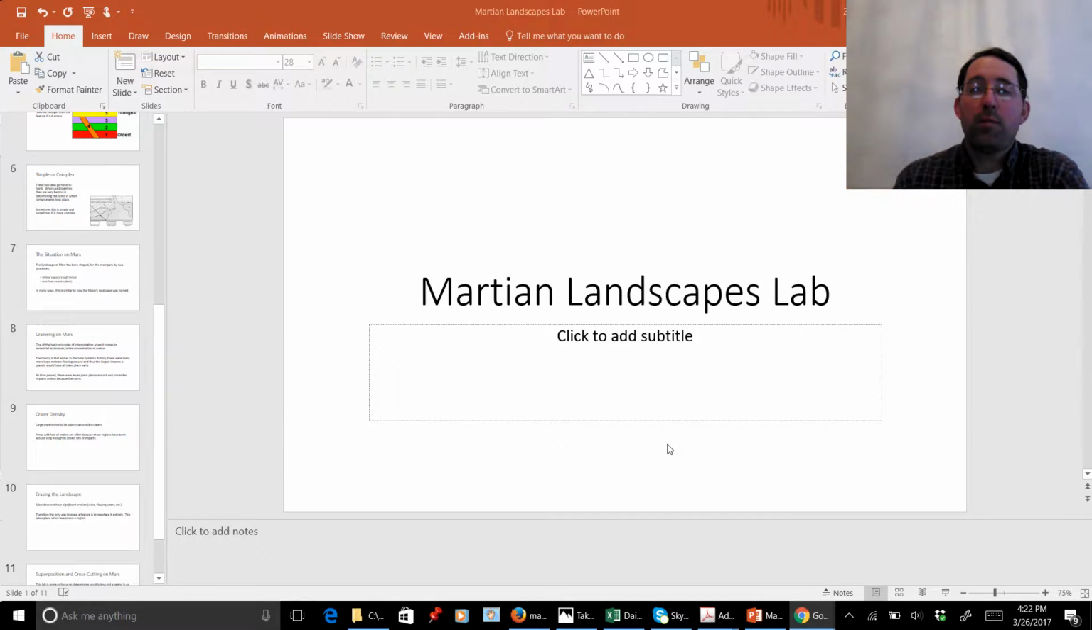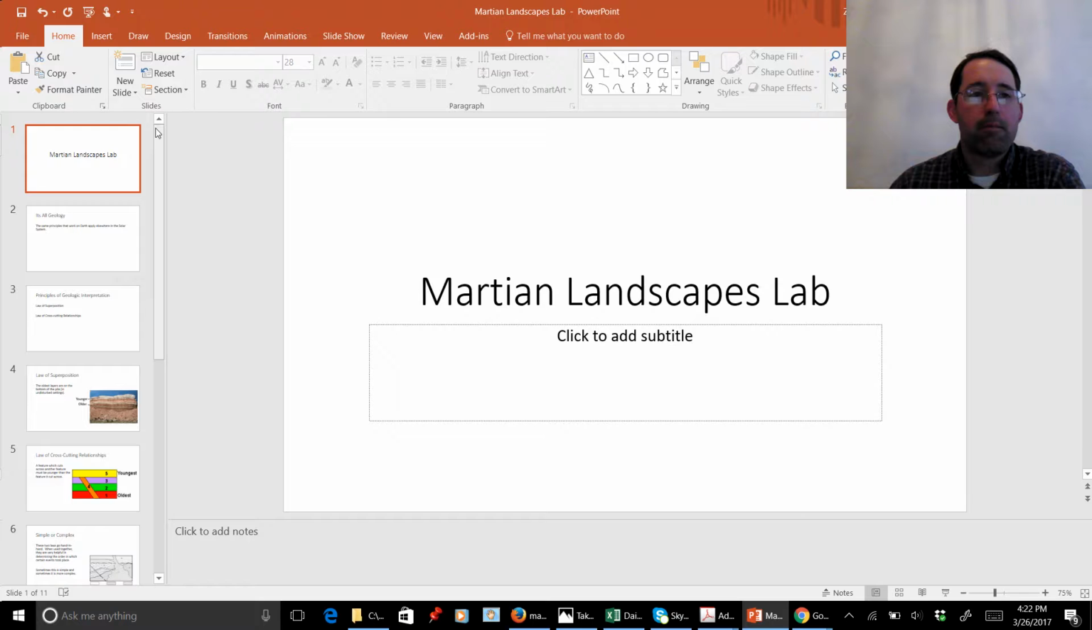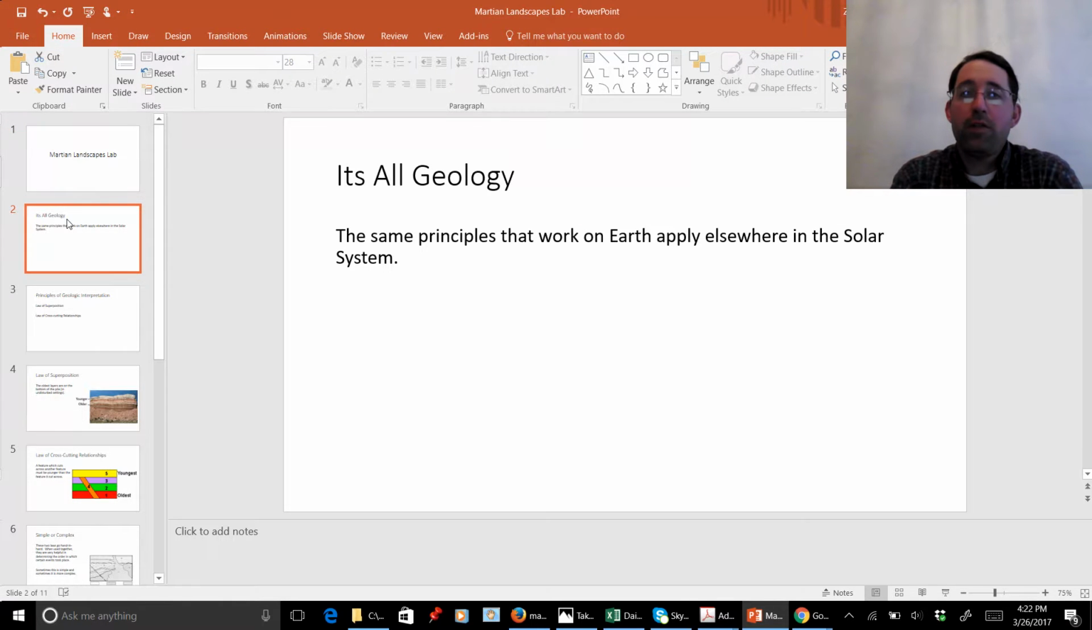Let me take you through some basics here. So we're looking at the Martian Landscapes Lab. First thing you need to know is this is really a geology lab. The same principles that we see in geology here on Earth largely apply pretty much everywhere else in the solar system, especially with what we're talking about today, the terrestrial planets.